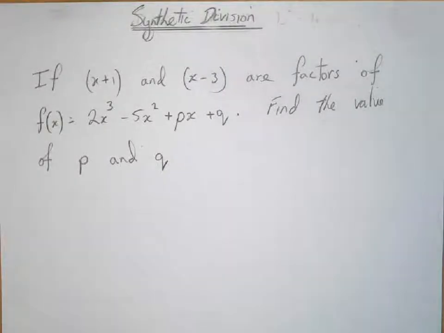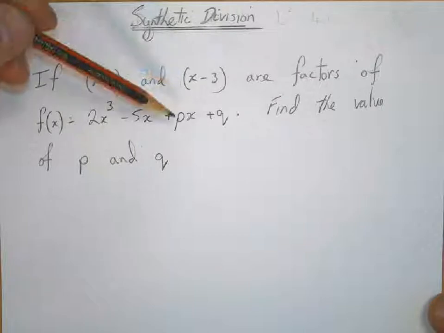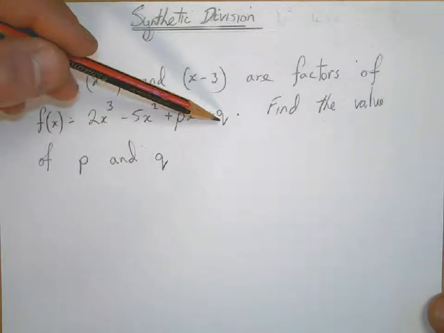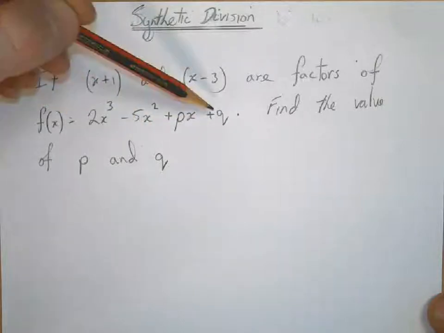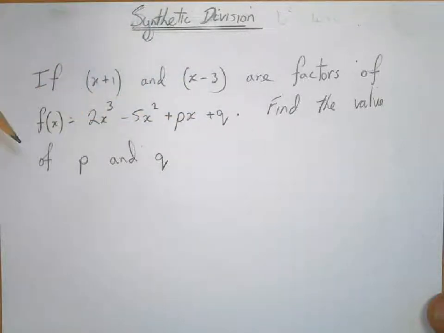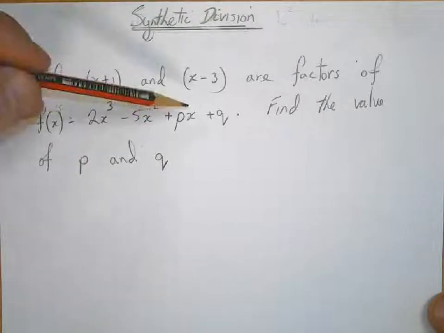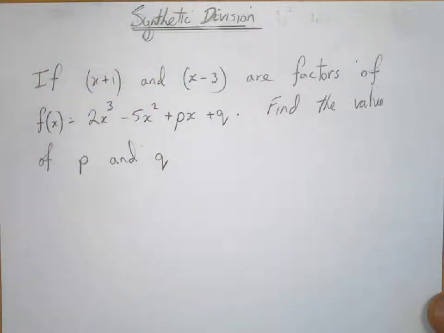The aim of this tutorial is to help you with synthetic division. In this question here, we're going to be using synthetic division to help us find out the values of P and Q in this function. Right, so I'll read the question out. It says, if x plus 1 and x minus 3 are factors of this function, find the values of P and Q.